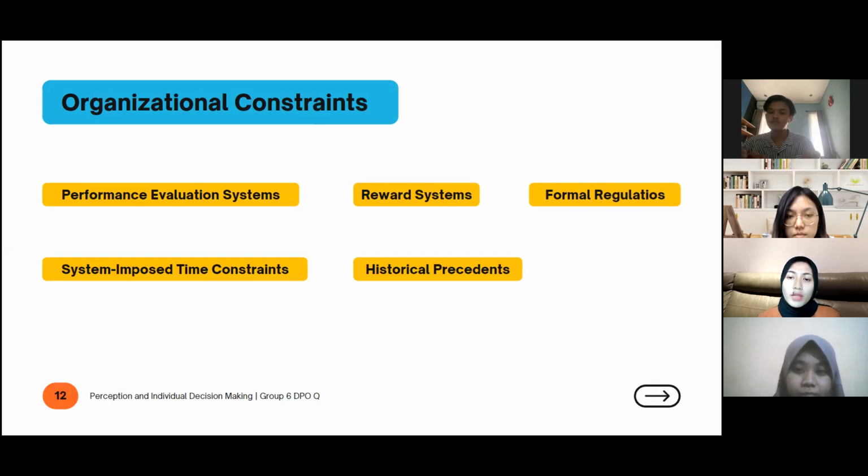The third is formal regulation. All but the smallest organizations create rules and policies to program decisions and get individuals to act in the intended manner. In doing so, they limit decision choices. The next is system-imposed time constraints. Almost all important decisions come with explicit deadlines. This often makes it difficult, if not impossible, for managers to gather all information before making a final choice. And lastly is historical precedents.